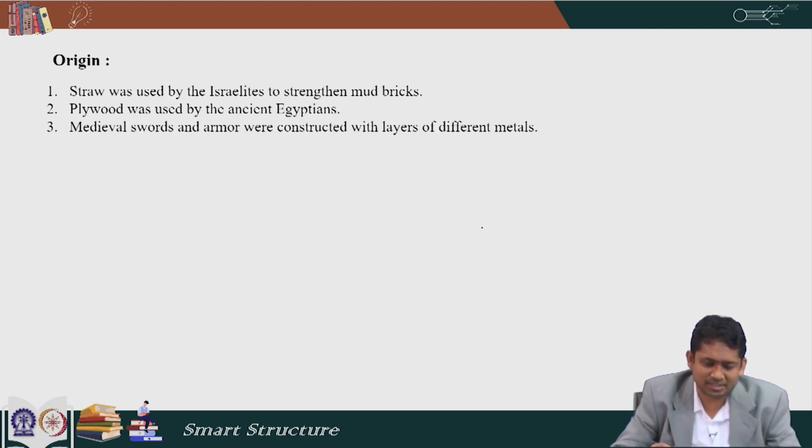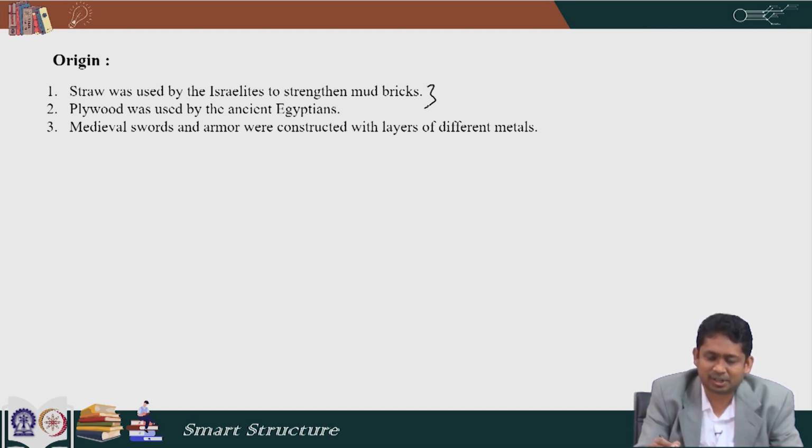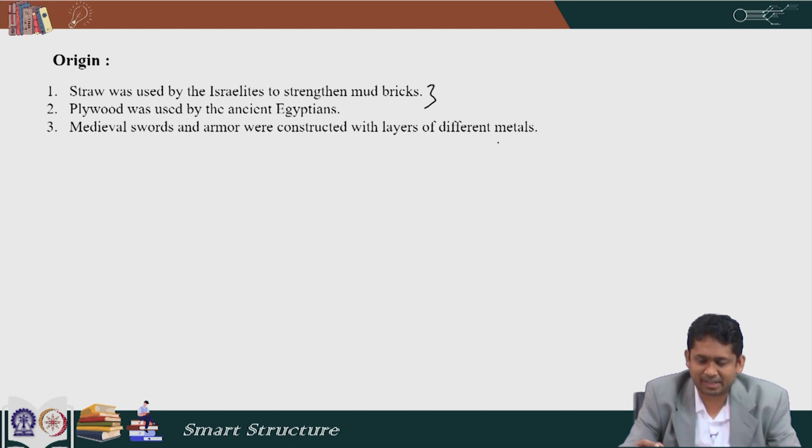If we try to trace the origin of composite, we can go back to ancient times. In the ancient times, people of Israel used straw to strengthen mud bricks. Plywood was used by ancient Egyptians. So, these are all composites at the basic level, and then we have made lot of advancements. Even in the medieval times, swords and armors were constructed with different layers of metals.